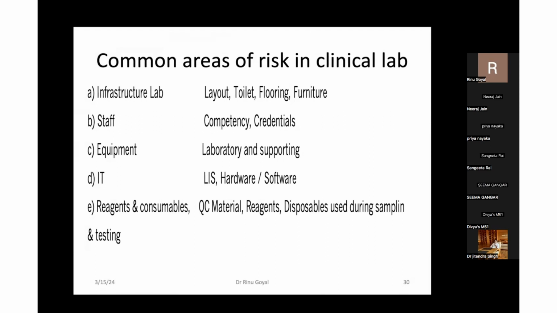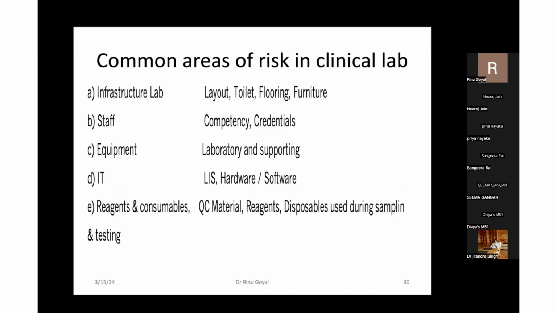These are the common areas in a clinical lab where risk can be found. The infrastructure, layout, the toilet, flooring, furniture. Flooring may be slippery. The furniture may have sharp corners, and every time a person moves in and out, it is hurting people. The staff: the competency is not there, the credentials are not there. A person who is not qualified, the basic MLT requirement is not there, and the person has joined the laboratory because of some push or pull. The equipment is not functioning, not up to mark.